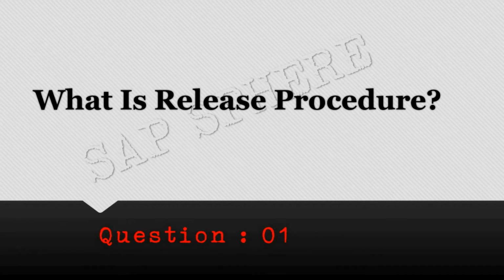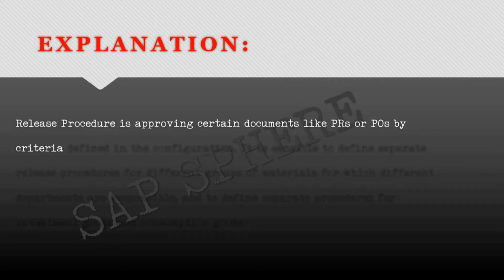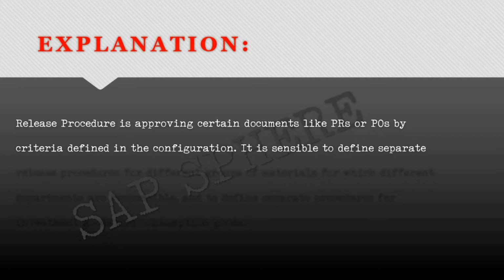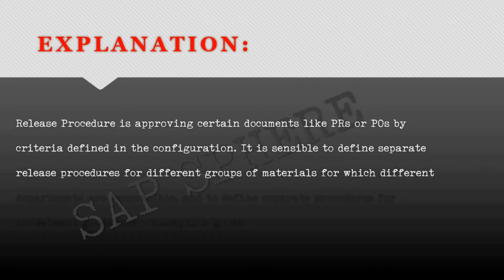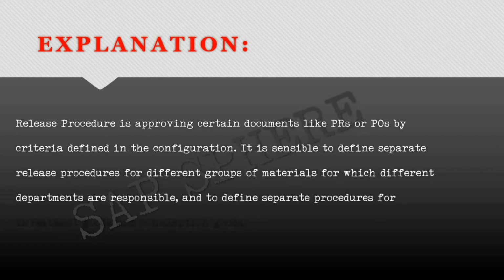What is release procedure? Release procedure is approving certain documents like PR or PO by criteria defined in the configuration. It is sensible to define separate release procedures for different groups of materials for which different departments are responsible, and to define separate procedures for investment goods and consumption goods.